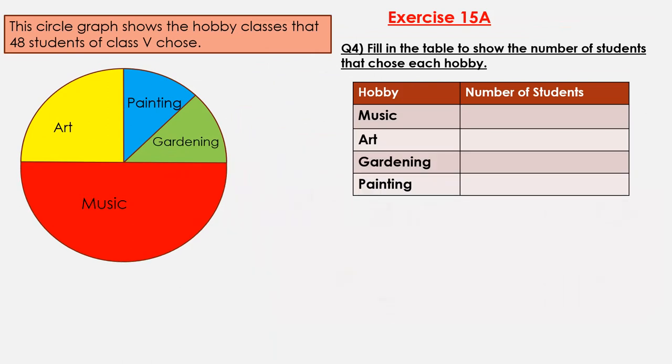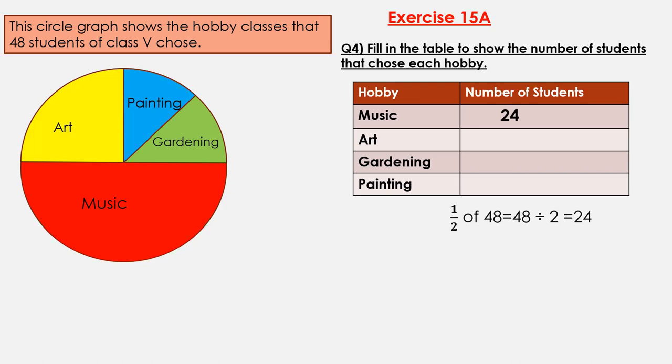Now, let us try this example from exercise 15A. This circle graph shows the hobby classes that 48 students of class 5 chose. Fill in the table to show the number of students that chose each hobby. Now look at the circle graph. Half of 48 students chose music as their hobby. So half of 48 equals 48 divided by 2, that is 24. So 24 students chose music as their hobby.